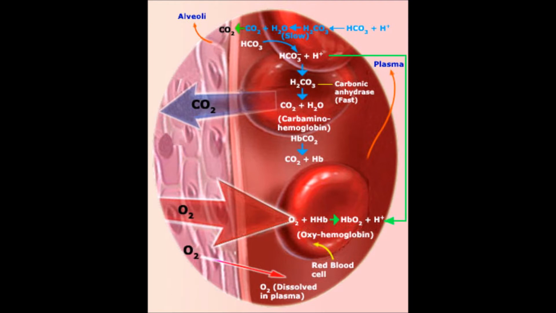If we become too alkaline, this would be if we become too acidic. If we become too alkaline, we want to keep carbon dioxide, so we decrease removal of CO2. So we decrease respirations, which will cause the pH of the fluids to drop. So notice, if we're too basic, we try to become more acidic. If we're too acidic, we try to become more basic.